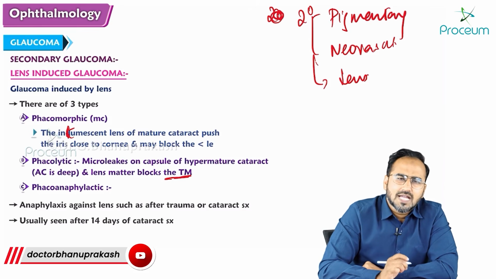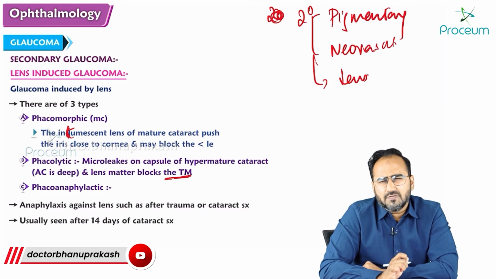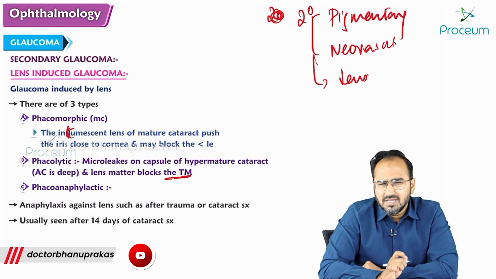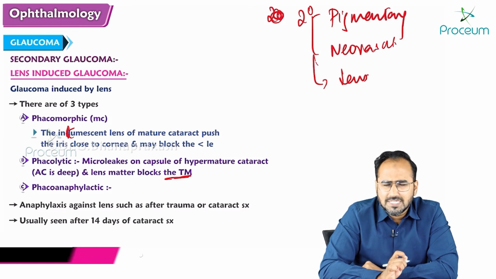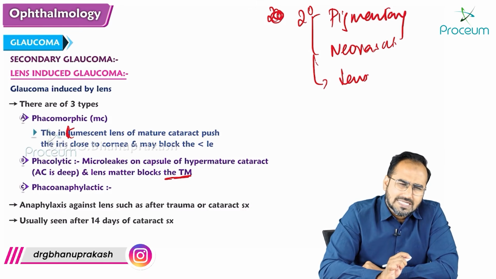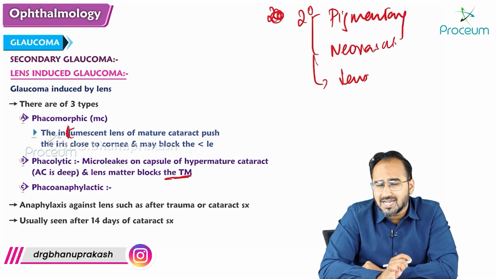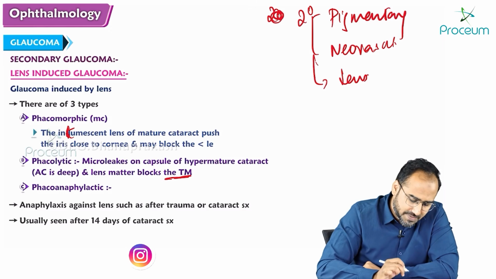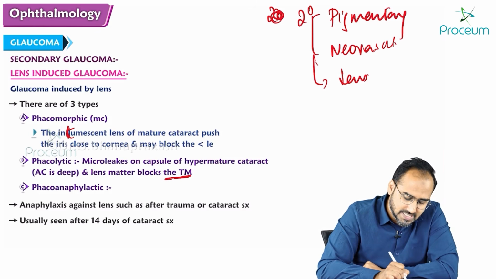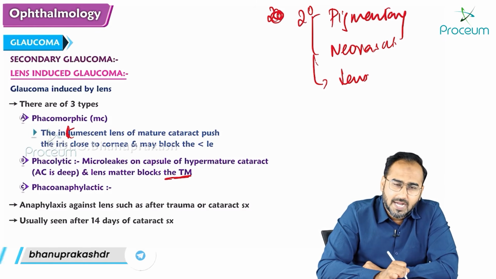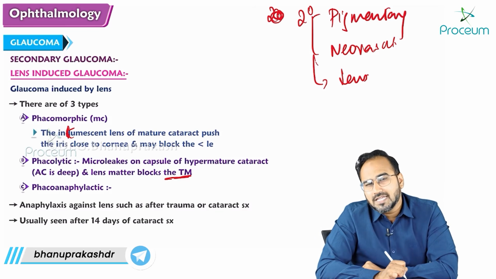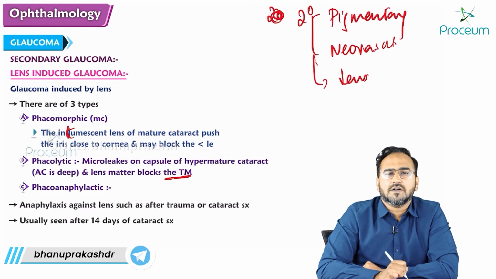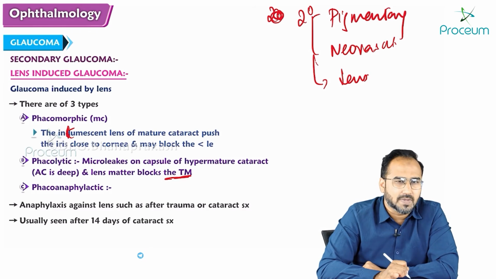Phacoanaphylactic meaning what, guys? If a patient of cataract surgery comes, you go for the operation called ECCE plus PCIOL. You give an incision on the capsule, you remove the lens, and then you insert an intraocular lens. Some of the patients are allergic to the new intraocular lens that you have introduced. If a patient develops an anaphylactic reaction against the lens after cataract surgery, that might increase the intraocular pressure, might damage the optic nerve and lead to visual field defects, that leads to glaucoma.